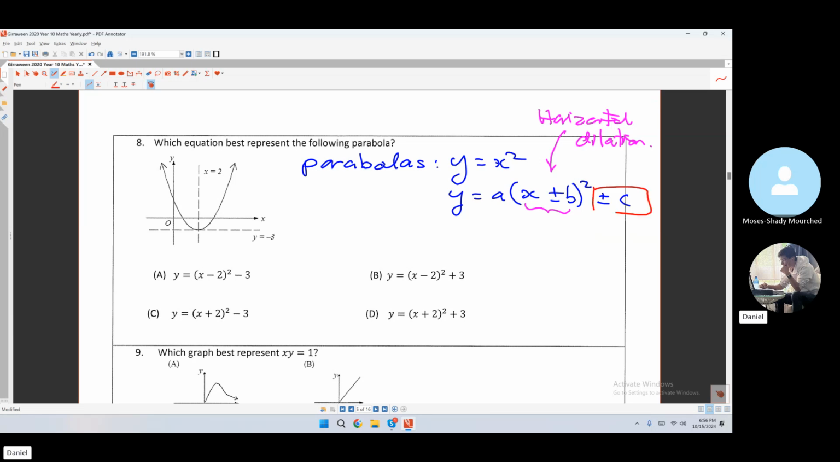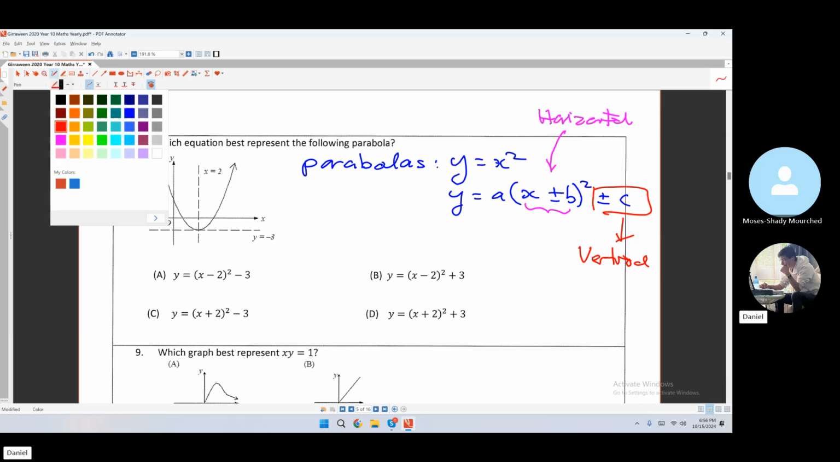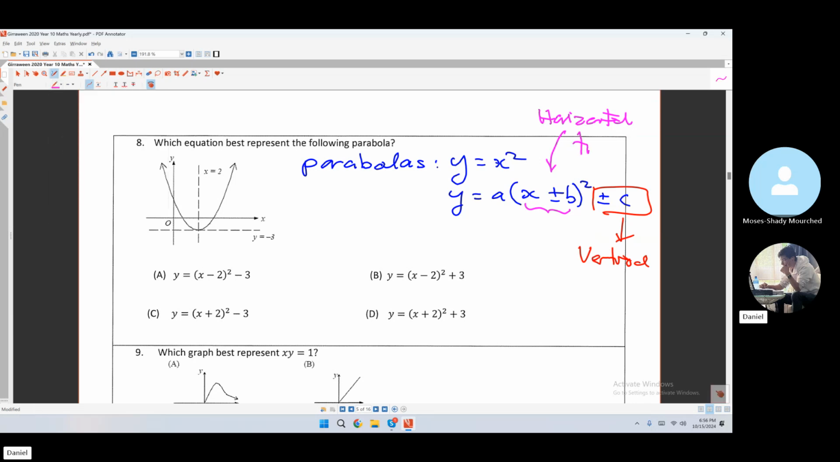So this represents the vertical translation. No, it's not dilation. Sorry, my apologies, it's translation. In mathematics, translation means to move literally left, right, up and down.